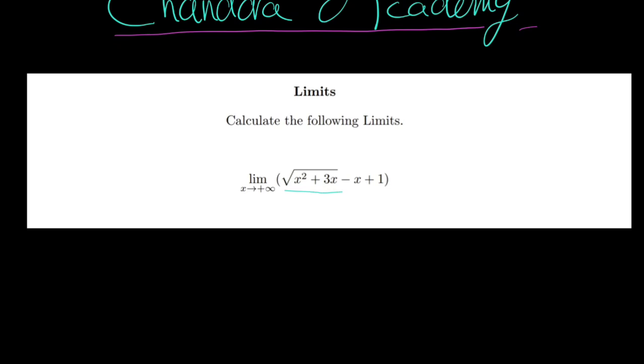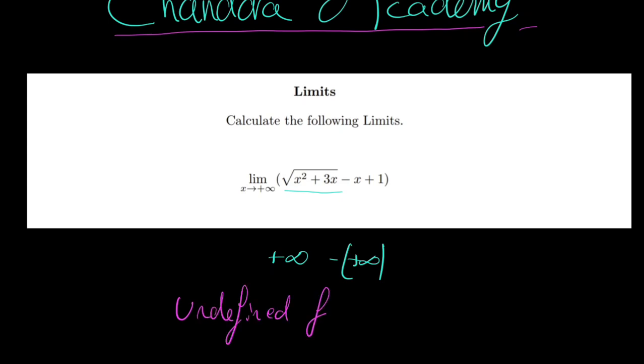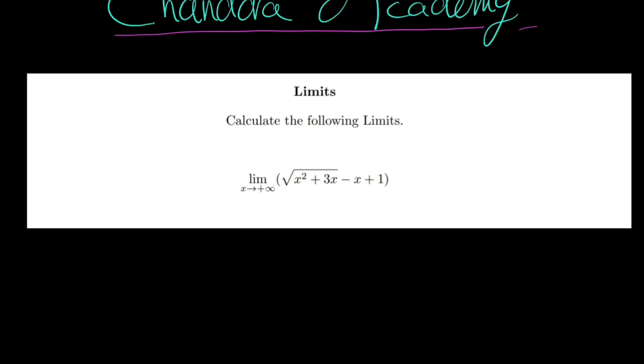This thing will tend to plus infinity, obviously, and x tending to plus infinity makes an undefined form, plus infinity minus plus infinity. And this thing is an undefined form, as 0 over 0 is an undefined form. We have to work a little bit on this expression to get to an easy limit. So let's work on it.